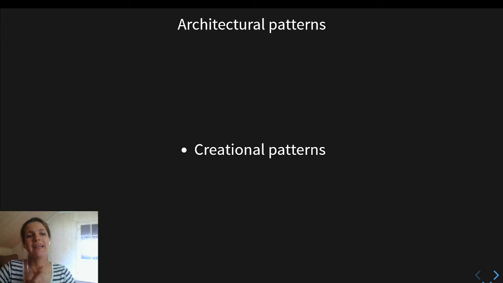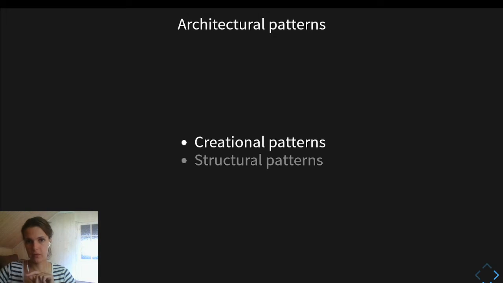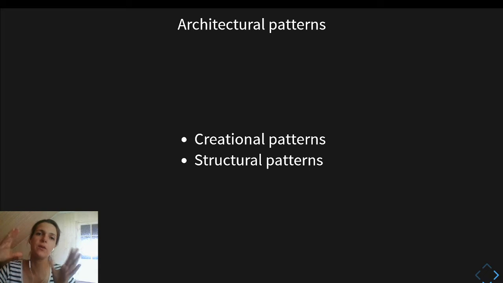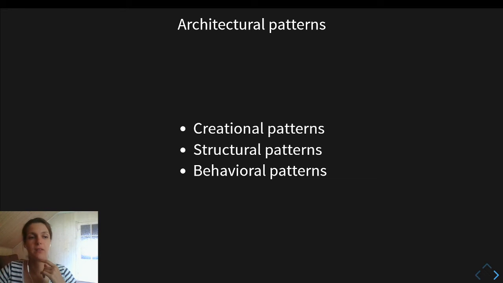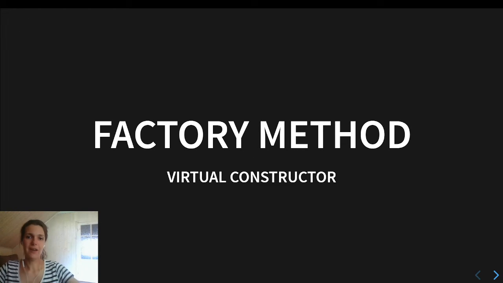The most universal and high-level patterns are architectural patterns. And here we have creational patterns that provide object creation mechanisms that increase flexibility and reuse of existing code. We have structural patterns that explain how to assemble classes and objects into larger structures while keeping the flexibility of these structures. And we also have behavioral patterns, which take care of effective communication between our objects. And today, we're going to talk about, tada, the factory method, also known as a virtual constructor.